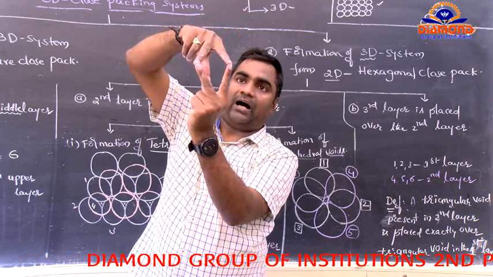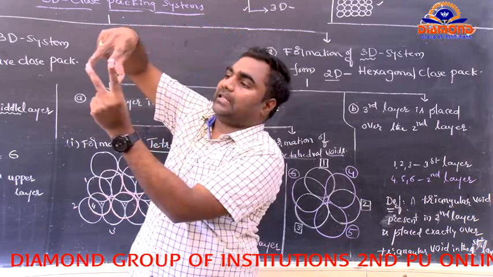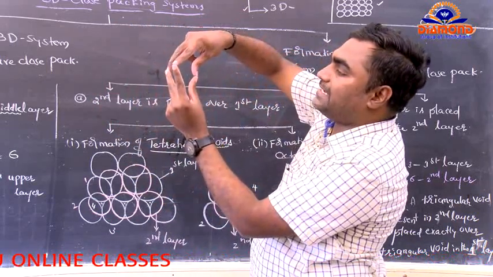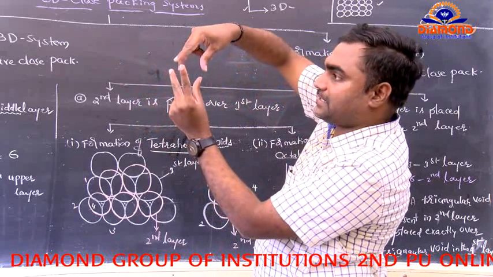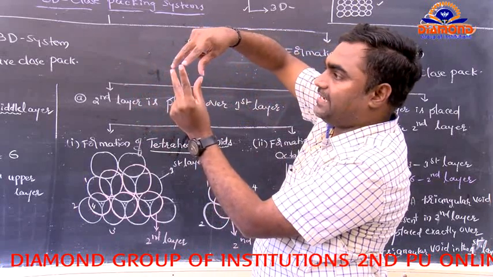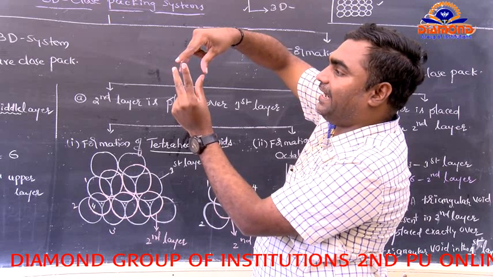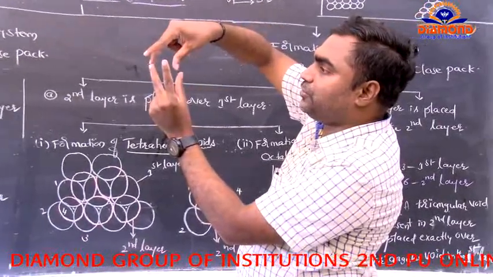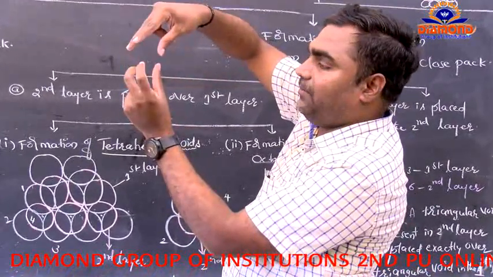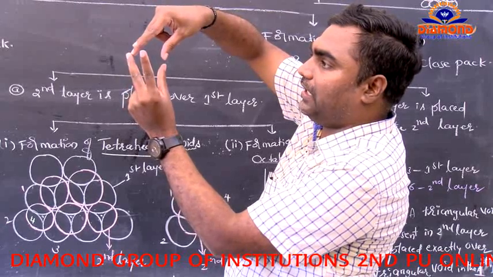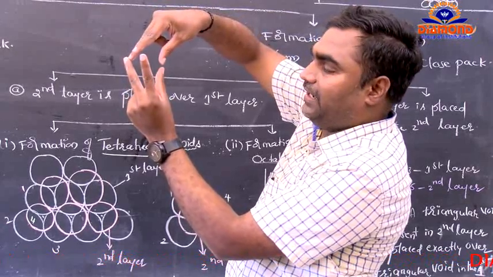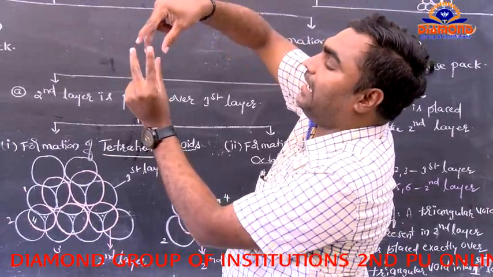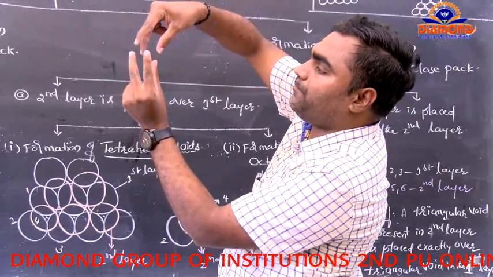Now here what we are doing is, just rotate these fingers like this. So between 1 and 2 we get the fourth atom. In between 2 and 3 we get the fifth atom. In between 1 and 3 we get the sixth atom. So it is the arrangement of the spheres.